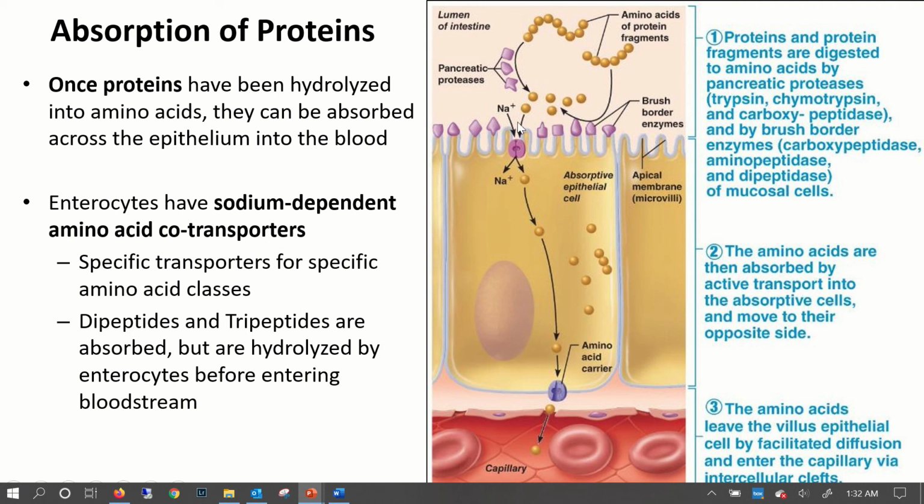Really, this is just like the sodium glucose transporter. Here you see the sodium ion entering the cell, and the amino acid just hitches a ride and goes in with it. As you reach the basal membrane of the cell, this amino acid carrier for facilitated transport transfers the amino acid across and into the blood.